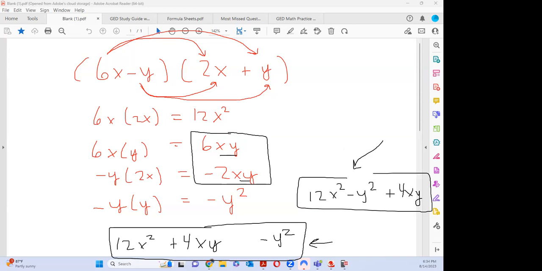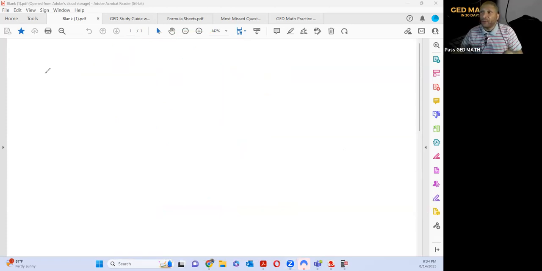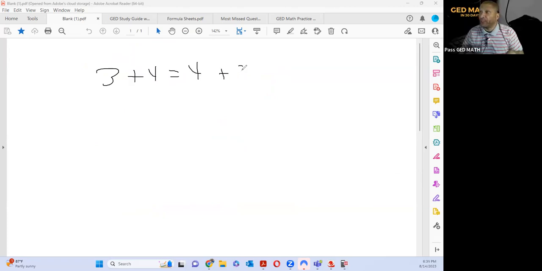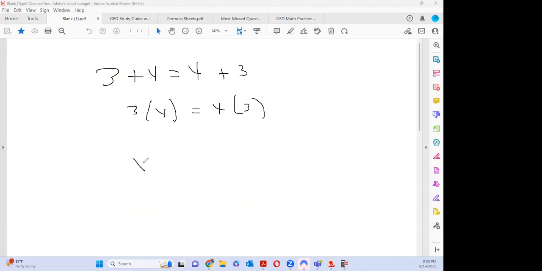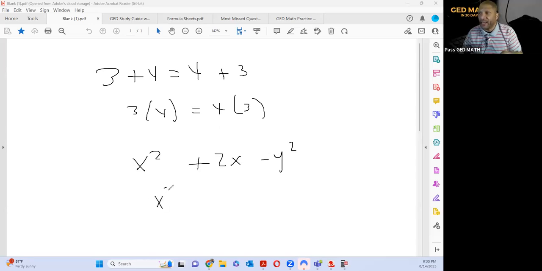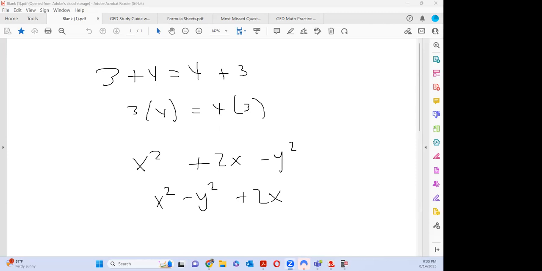Remember two things. Remember, in math you have to understand concepts. You have to understand terminology, right? The commutative property tells us 3 plus 4 equals 4 plus 3, and 3 times 4 is equal to 4 times 3. It does not matter the order that you put them in. So x squared plus 2x minus y squared is the same as x squared minus y squared plus 2x. It doesn't matter the order that you put them in. Everybody understand that? Yes. Okay.